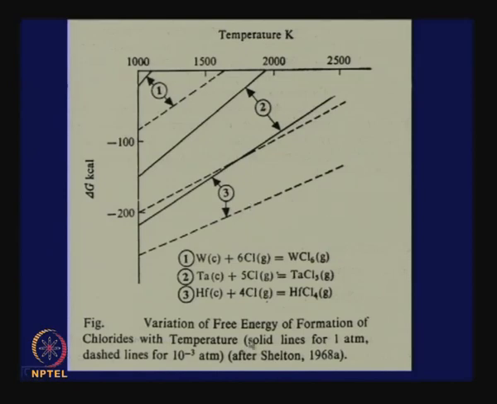I am giving you data for chlorine, and these data are given for different pressures in the chamber. For 1 atmosphere lines, 10 to the power -3 atmosphere lines. Let us ignore that. Let us look at the solid lines only. You will find the slope of the line is more for tungsten, because here 6 moles of gas are consumed to make 1 mole of gas. There is a lot more entropy change, delta S naught is larger.